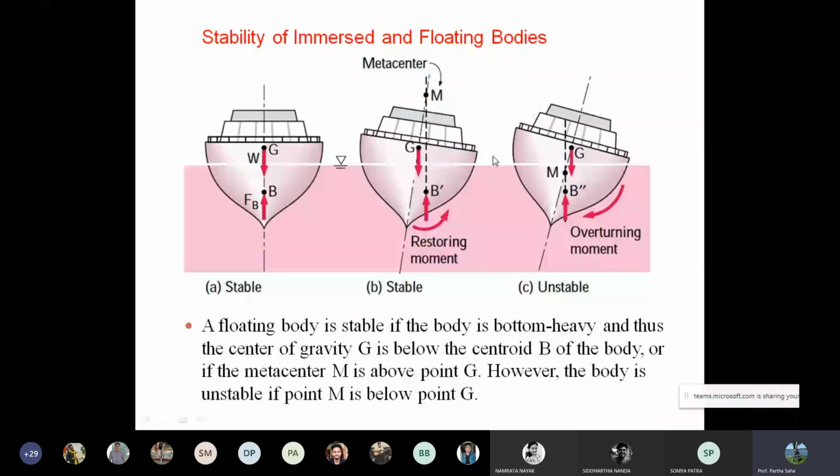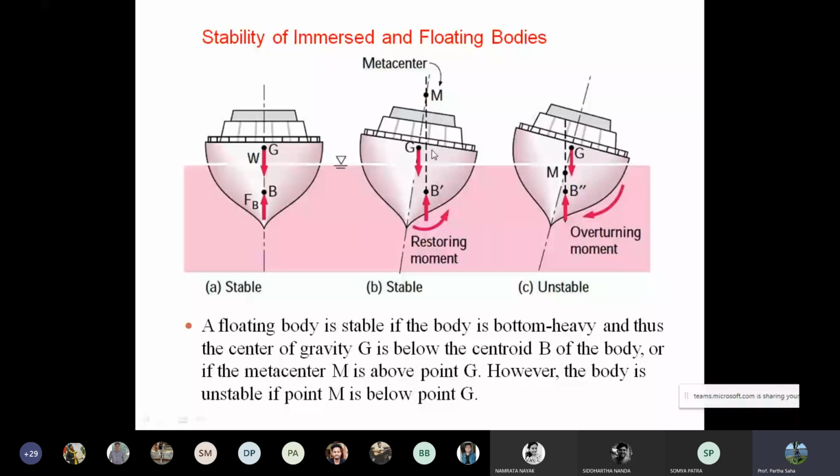Okay. So the body is stable if it is bottom heavy, that is, the center of gravity is below the centroid B of the body, or if the metacenter is above the point G. However, the body is unstable if the metacenter is below G. Here, the metacenter was above G. Here, the metacenter is below G. So these are the two conditions. If the metacenter is above, it provides the restoring couple, and this will be a stable condition. And with the metacenter below G, this will be an unstable condition.